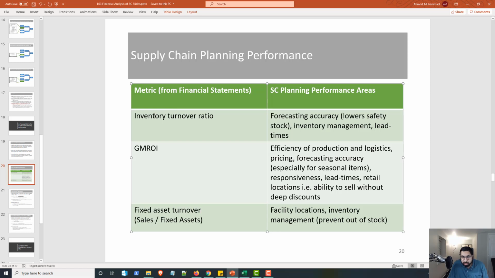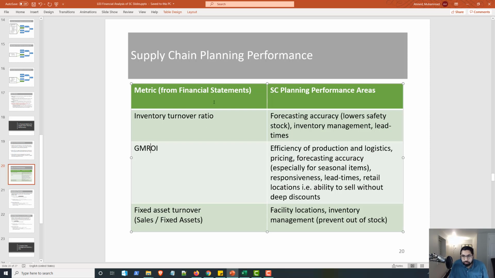The two other ratios are inventory turnover ratio and GMROI, which is gross margin return on inventory. These two both have to do with inventory, and inventory management really captures your planning performance. Why? Because to be good at inventory management, you have to do better forecasting, and then you have to do better production planning and delivery of the right inventory at the right place and all of that. So really all of your planning can show up in inventory related metrics.